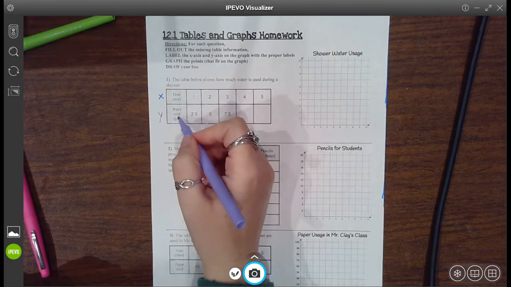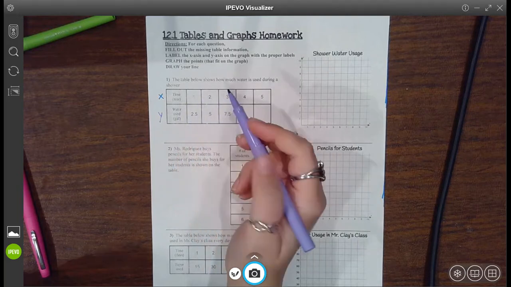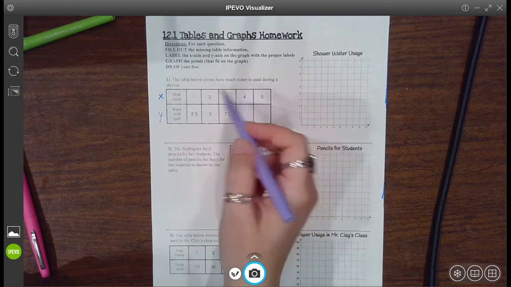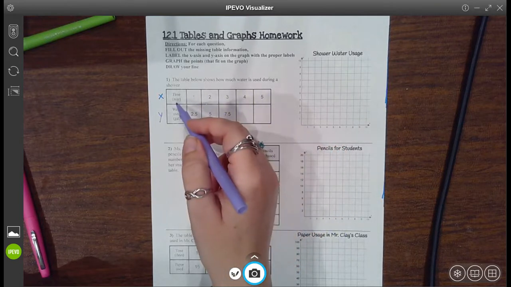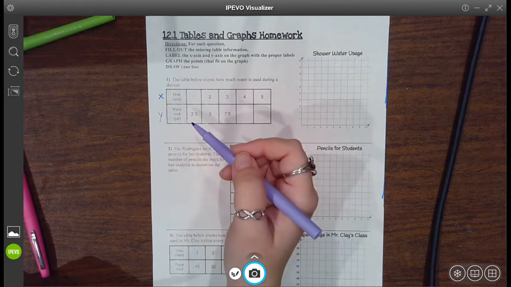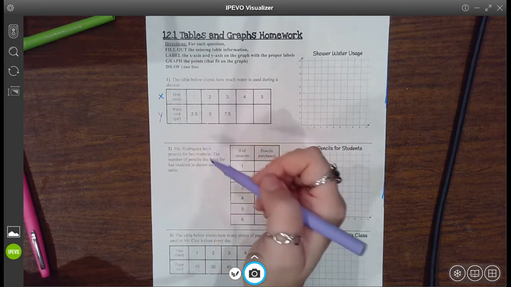How much water you use depends upon the time. And what's it talking about? The table below shows how much water is used during a shower. Well, how long you've been in the shower is affecting how much water is getting used up. Because the longer you are in the shower, the more water you're wasting.